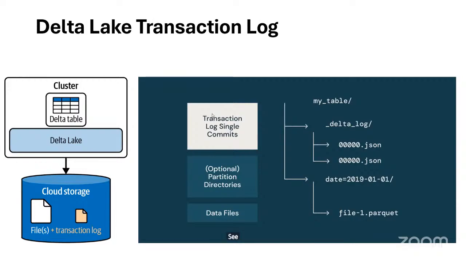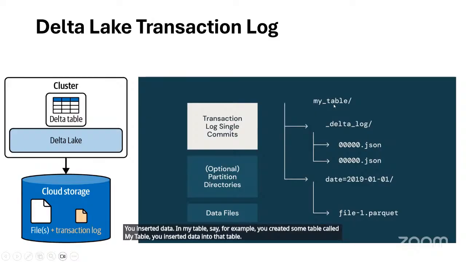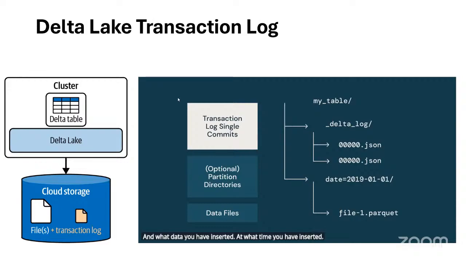See, every time you do some transaction with the table, say for example, you created some table called my table and you inserted data into that table, immediately a .json file will be created. That file is the log file. And what data you have inserted, at what time you have inserted, all these details will be available in that .json file. These are called transaction logs.